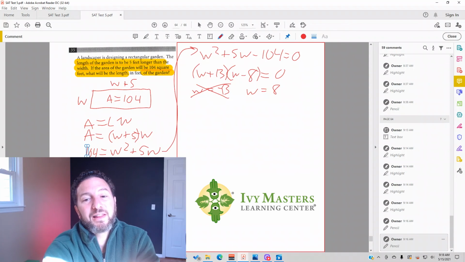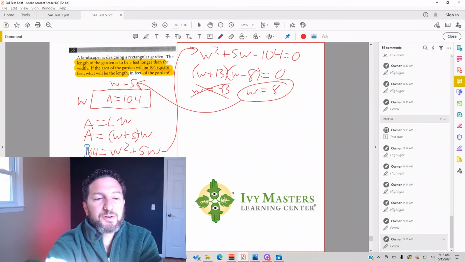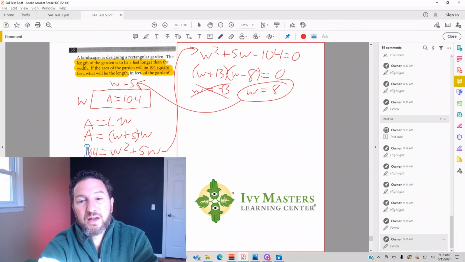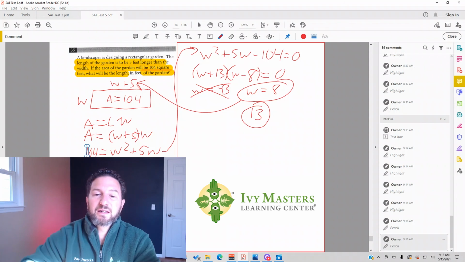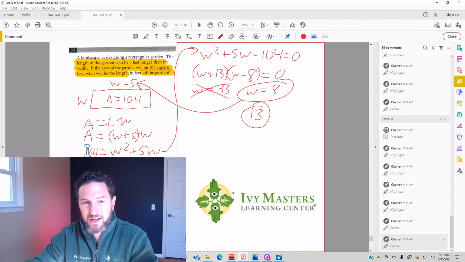It's asking for the length, actually. So this is your width. Remember, you got to plug it back in over here to find your length. So your length is 13. That's what you want to bubble in as your answer.